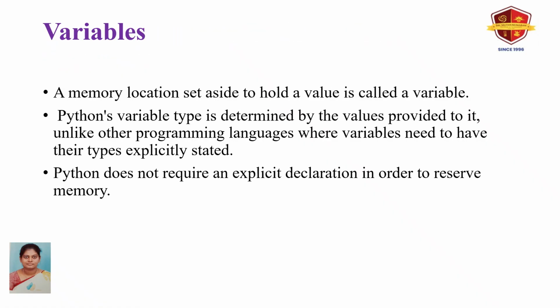Next is the concept of variables. Variables are the memory locations set aside to hold a value. There are different variable types present. Python's variable type is determined by the values provided to it, whether it is an integer variable. If it is a decimal point variable, we call it a floating variable. Python does not require an explicit declaration in order to reserve memory.